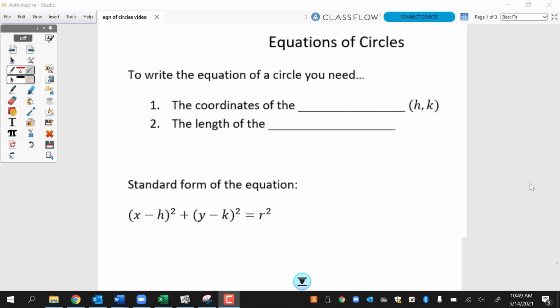Okay, our last topic is on equations of circles. So if I want to graph a circle on the coordinate plane, how do I write that equation? To write the equation, you need two things.